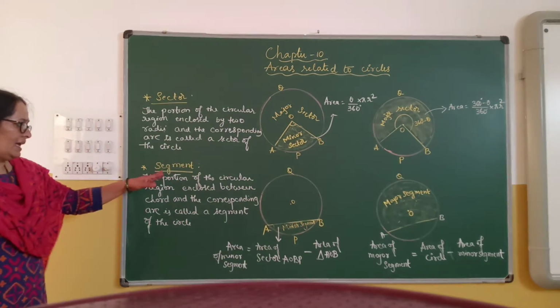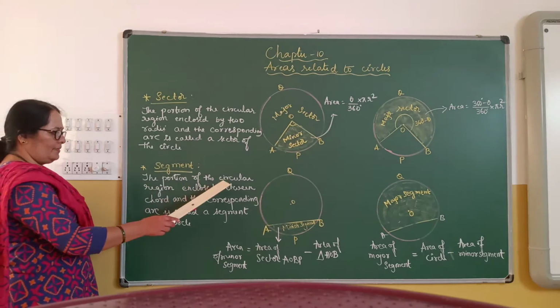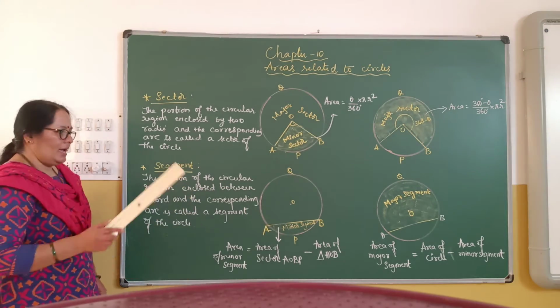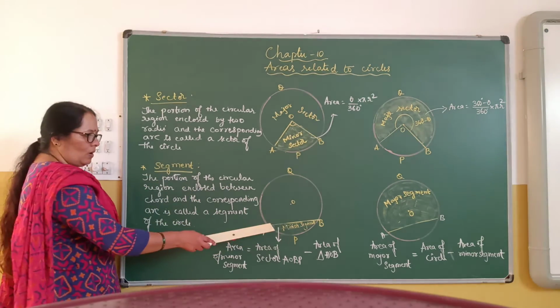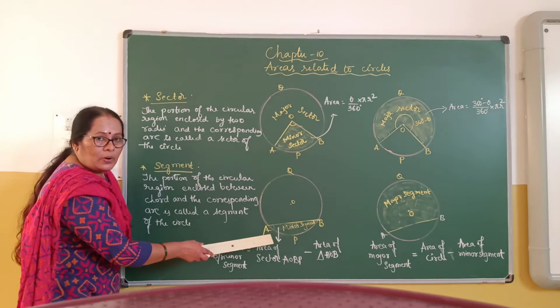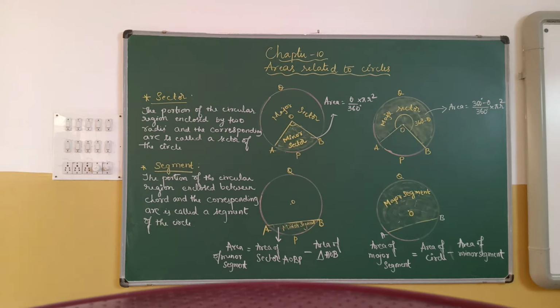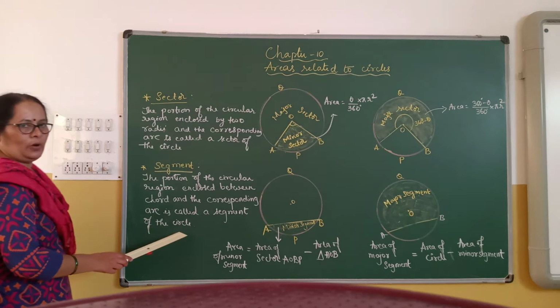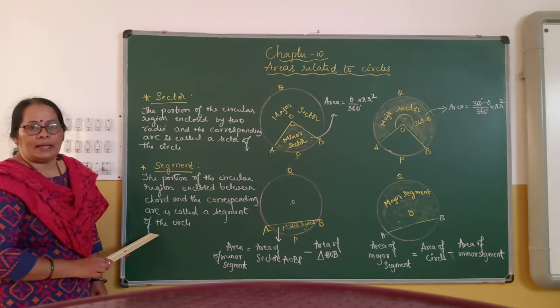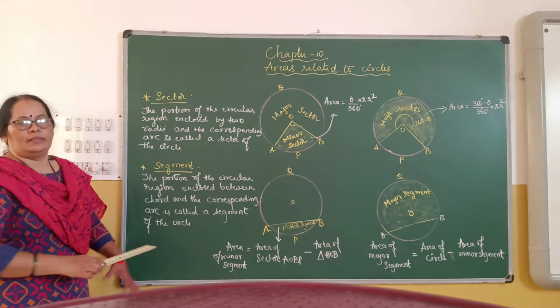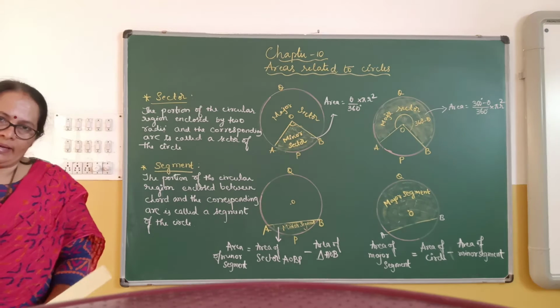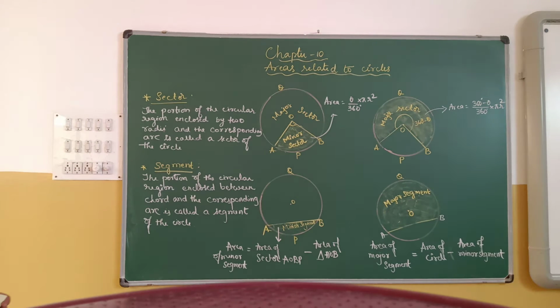What do you mean by segment? The portion of the circular region enclosed between a chord and the corresponding arc is called a segment of a circle. The smaller portion is called the minor segment and the larger portion is called the major segment.